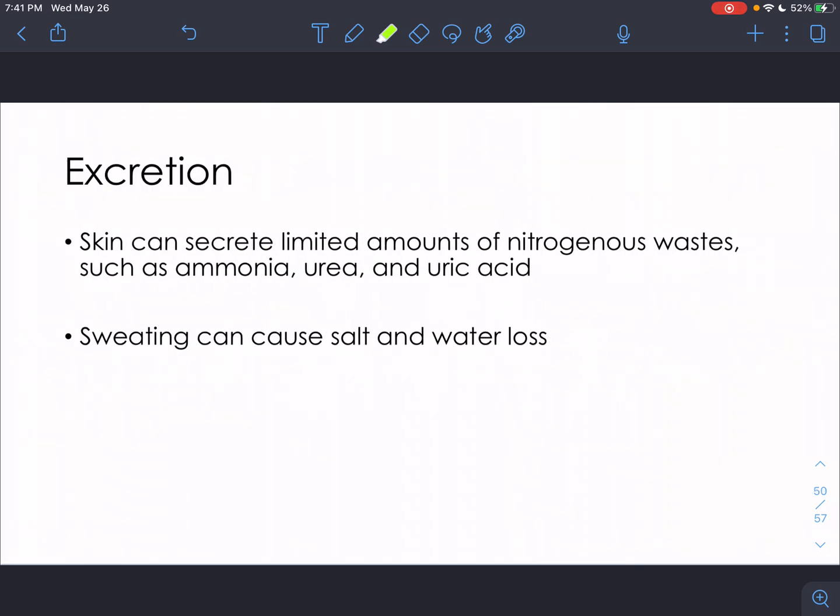Okay, and then finally the last function, all these are pretty self-explanatory, but excretion. So again, we talked about sweat. Skin secretes limited amounts of different nitrogenous wastes, such as ammonia, urea, uric acid. So it can excrete that through the skin. Some of that is excreted through urine as well. And skin can cause salt and water loss. So again, that might not necessarily be a good thing, but you can excrete substances through the skin.